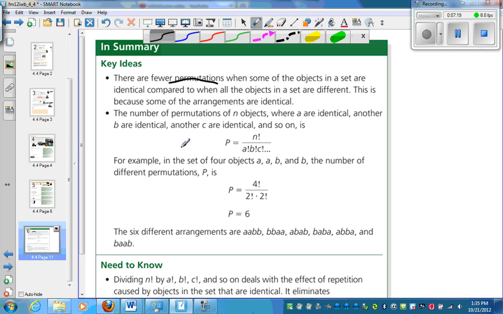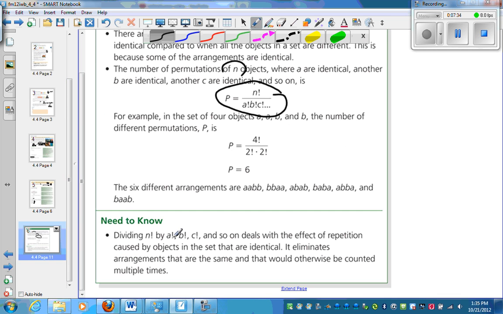So there's less. This is because some of them are identical. The number of permutations, this is our formula, where A are identical, B and C, is n factorial over A factorial, B factorial, C factorial when we have n objects. Okay, and they give us an example. Need to know, dividing by A factorial, B factorial, C factorial, and so on deals with the effect of repetition caused by objects in a set that are identical. It eliminates arrangements that are the same and would otherwise be counted multiple times.